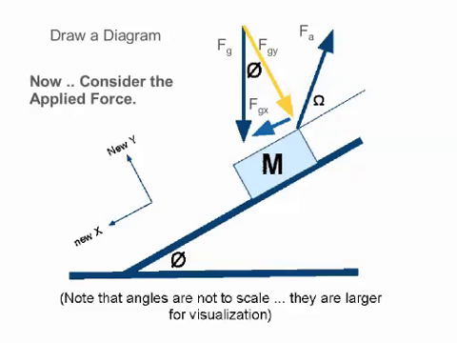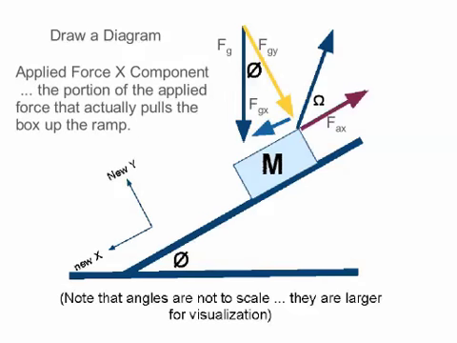Now we will turn our attention to the applied force. That is the force that the student is applying by pulling on the rope at an angle labeled as omega, which is relative to the direction of the ramp. That means that omega is also relative to our new x-axis. The x component of our applied force on the rope is what will actually pull the box up the ramp. It is labeled F sub ax.